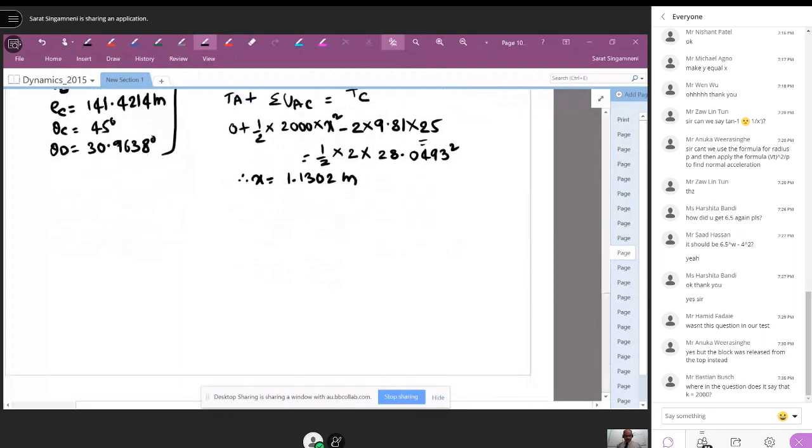And once you have that, from A to D, you can apply T_A plus sigma U_A to D equal to T_D. If you use appropriate quantities, you will get the velocity of D as 33.1779 meters per second. And after that, you need to take the free body diagram at D.